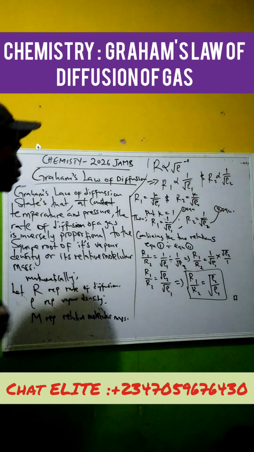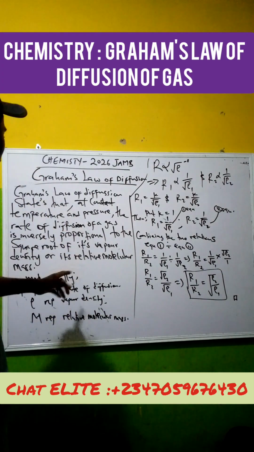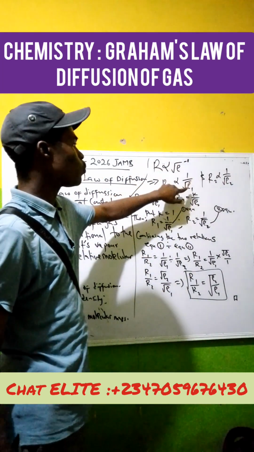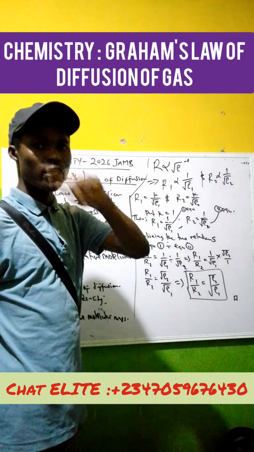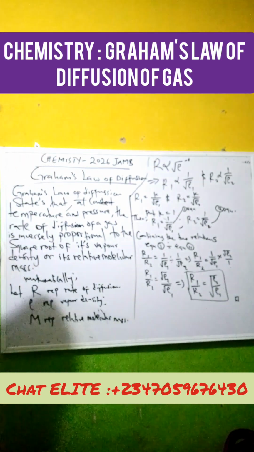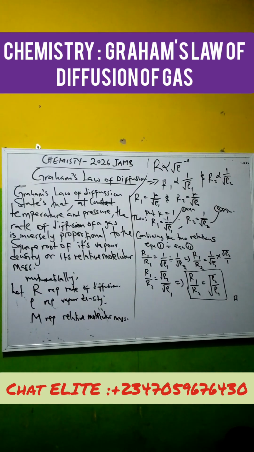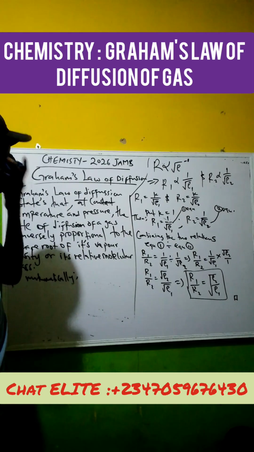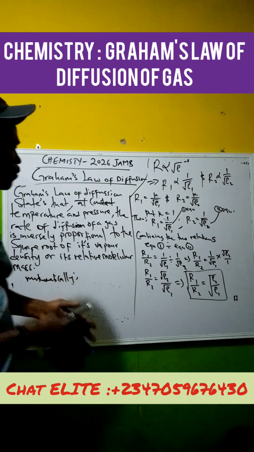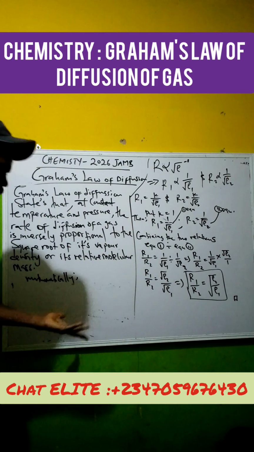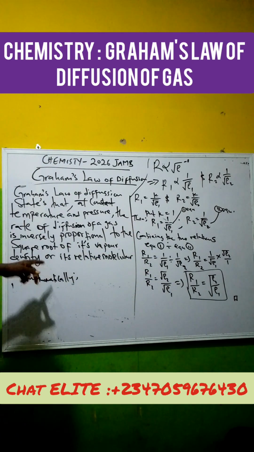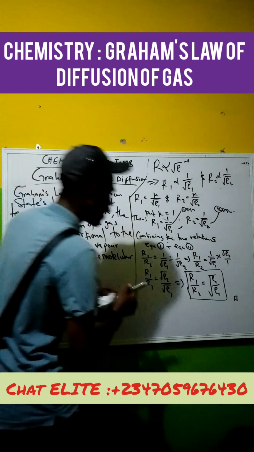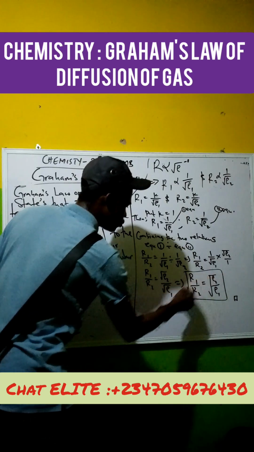Now proceeding further, remember they made mention of a statement that it is either inversely proportional to the square root of density or relative molecular mass. Alright, so we will proceed. We are going to clear this now. Are we following? So now you remember that they said it is either inversely proportional to vapor density or relative molecular mass.